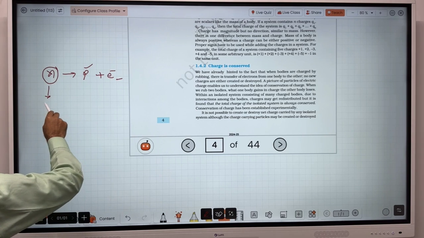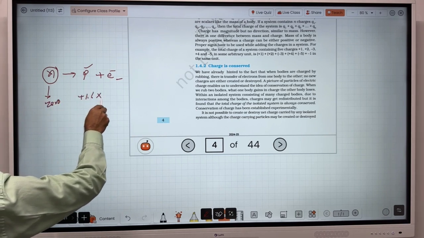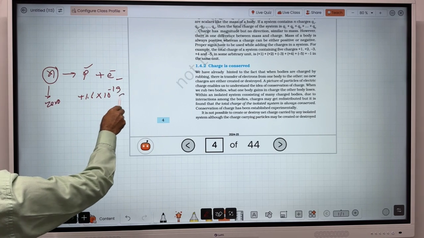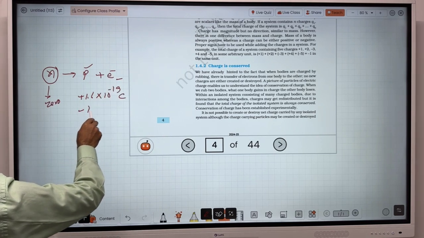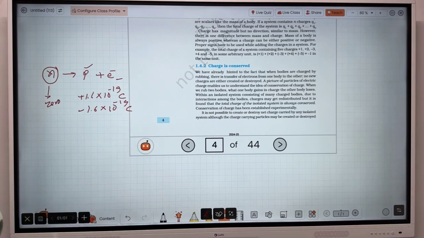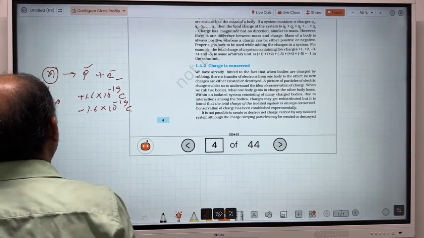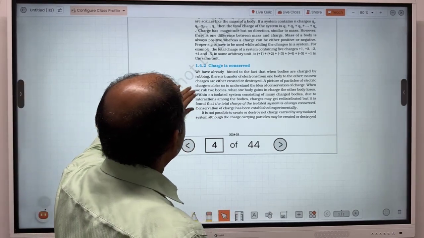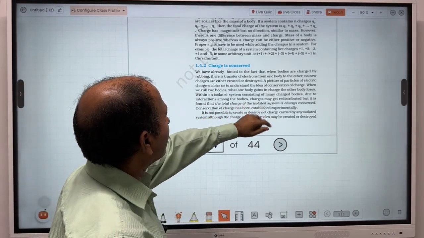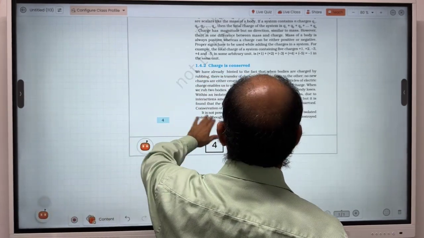Here charge is 0, and you know the charge on a proton will be plus 1.6 into 10 to the power minus 19 coulomb, and that on an electron is minus 1.6 into 10 to the power minus 19 coulomb. So here the total charge is 0. So we can say that for an isolated system, total charge remains conserved. The same thing is given here. If you read it, the total charge of an isolated system is always conserved.